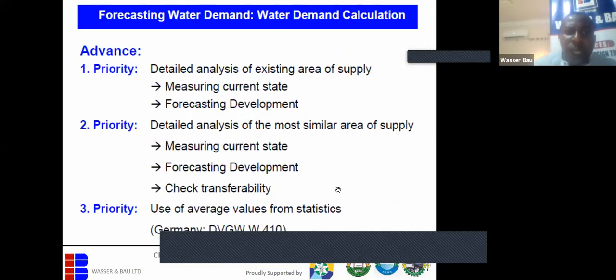So let's continue then. Detailed analysis of the supply area, measurement of current states, and forecast development are some of the things that we need to do in your forecast.